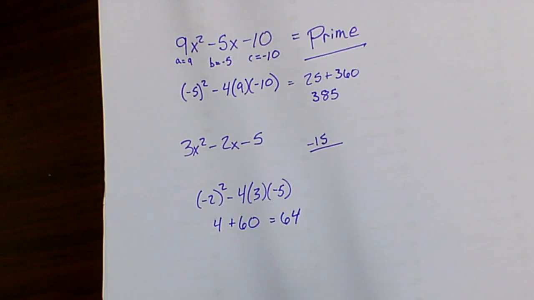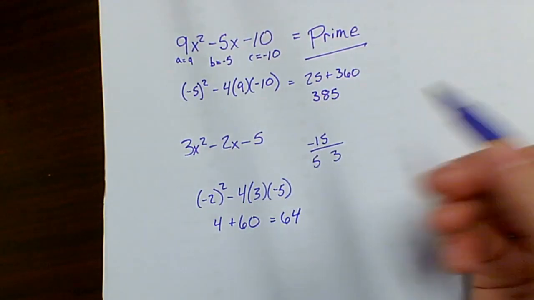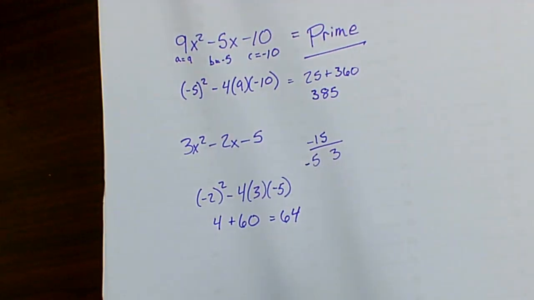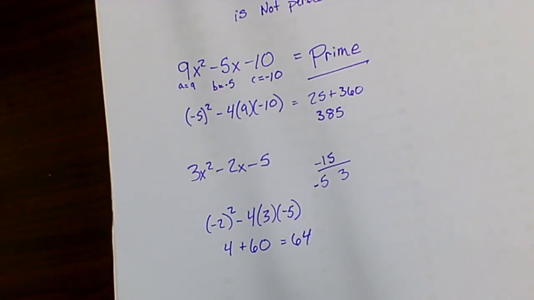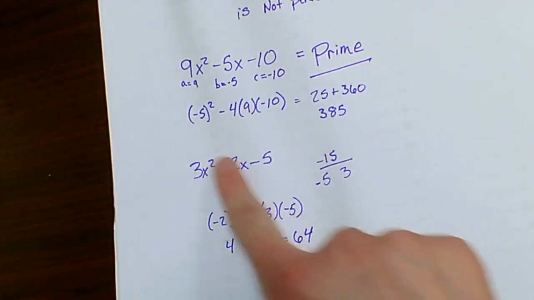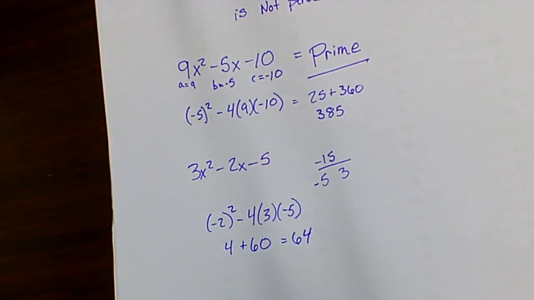Factors of negative 15 that add to 2 would be 5 and 3, and it would have to be negative 5 and positive 3. And then you'd go on and factor that. Before you claim a trinomial is prime, you must use the primability test to double check. A lot of times you will be counted wrong when you just throw the prime word around all the time.